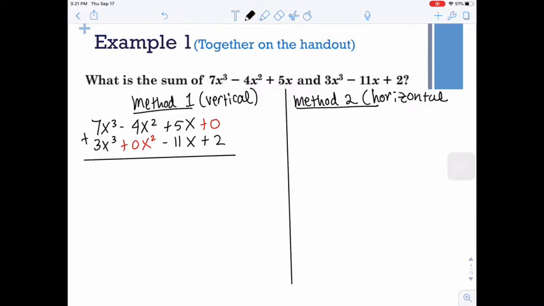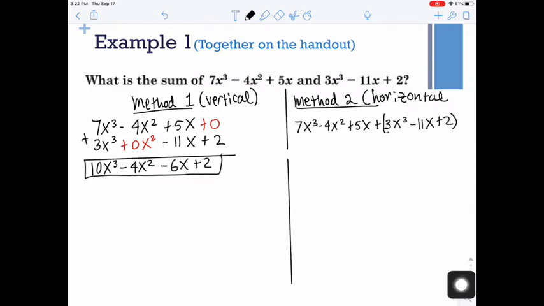Once I have everything lined up, I just go straight down and combine. So 7 plus 3 gives me 10x cubed, and then negative 4x squared comes down because the 0 is not really there. And then 5x minus 11x is minus 6x, and then we have 0 and 2, so again, just bring down the 2 because there's nothing else there. And that is the first method.